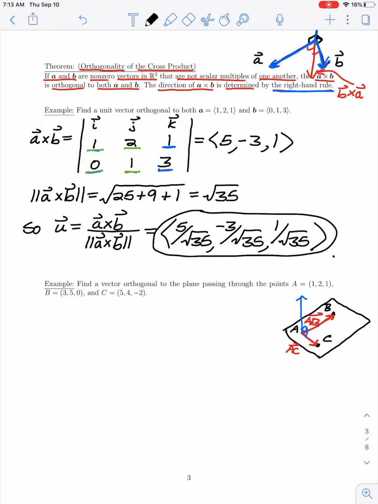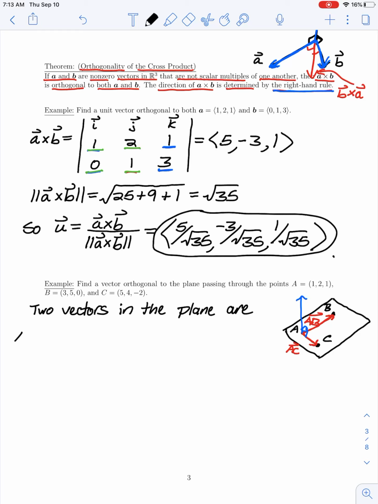So let's start by finding the 2 vectors, AB and AC. So here I'll mention 2 vectors in the plane.